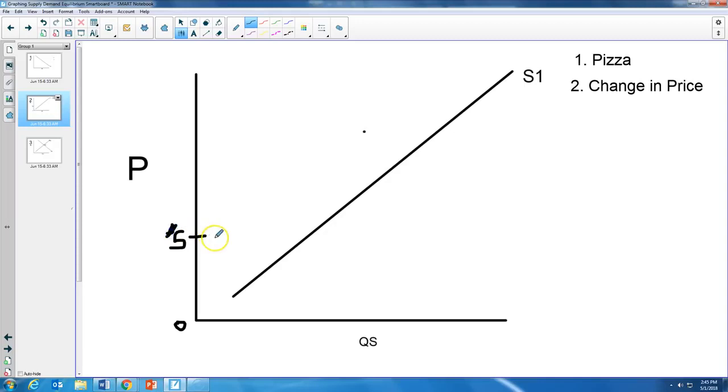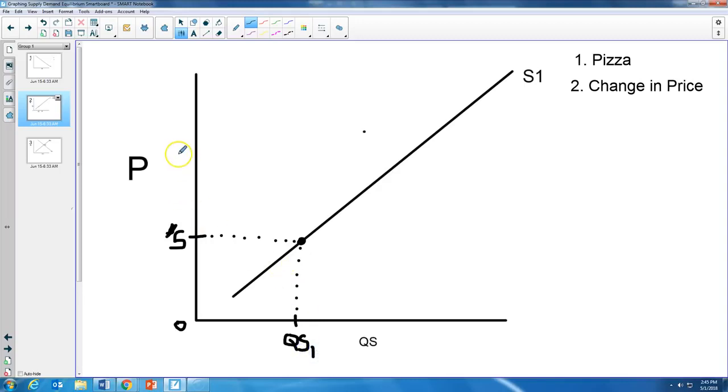And I don't know the quantity of pizza that was being supplied at $5, but I'll go ahead and do my dotted lines to see where $5 would strike the supply curve, and that will help me know the corresponding plot point, which would be quantity supplied. But again, we don't know it, so I'm just going to label that QS1.